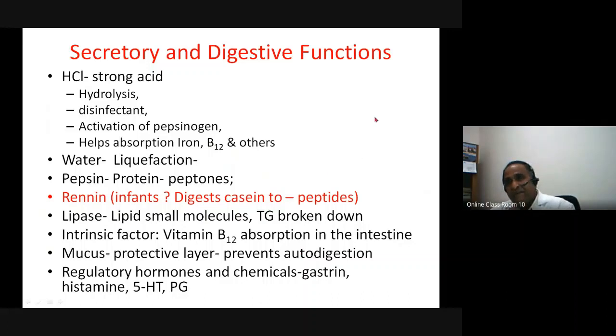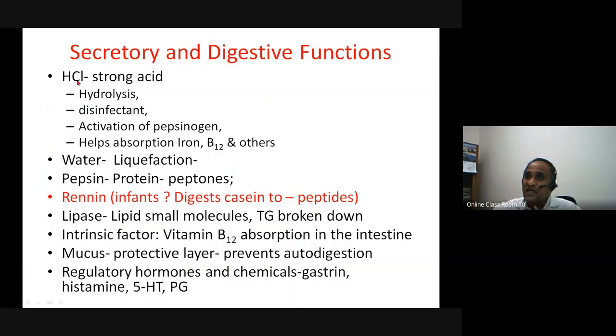Now, what are the secretory and digestive functions? The main secretory function of the stomach is the secretion of acid. It secretes an acid which is very strong. That means it can digest metal or iron. It is so strong, and this much concentrated HCl is secreted from the stomach.